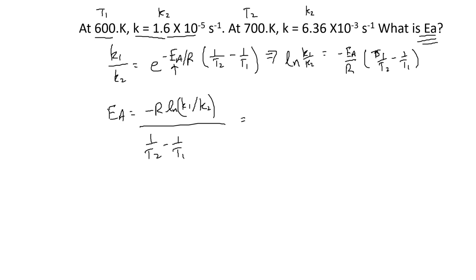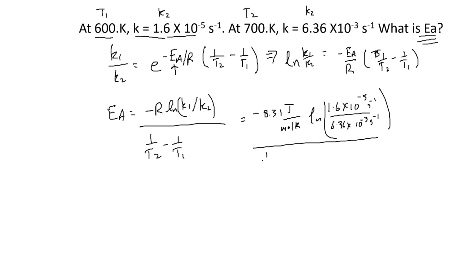So from here, we just have to plug the numbers in. Now, R is going to be equal to 8.31 joules per mole Kelvin times natural log of K1, which we designate to be 1.6 times 10 to the minus 5 seconds to the minus 1, divided by K2, which we designate to be 6.36 times 10 to the minus 3 seconds to the minus 1, and all that would be in parentheses here, all divided by 1 over T2.